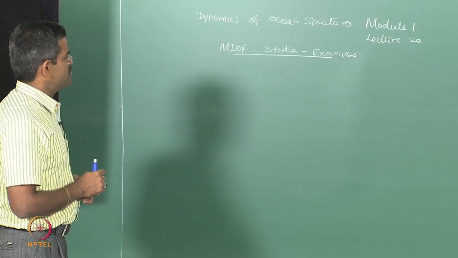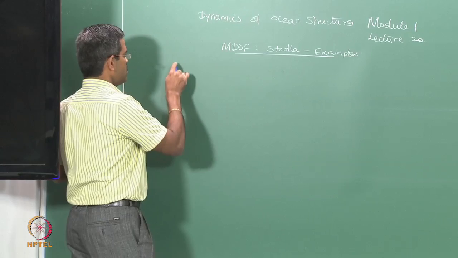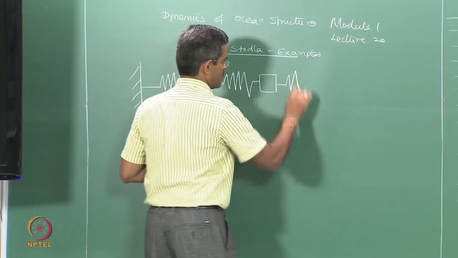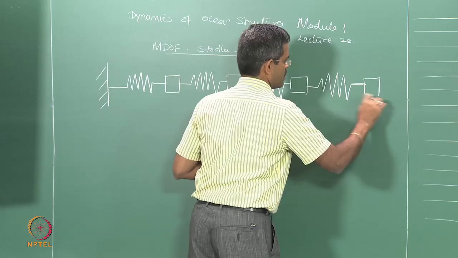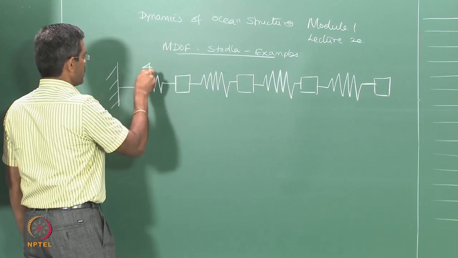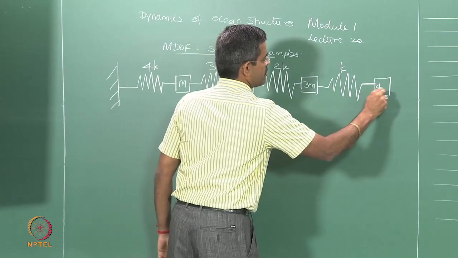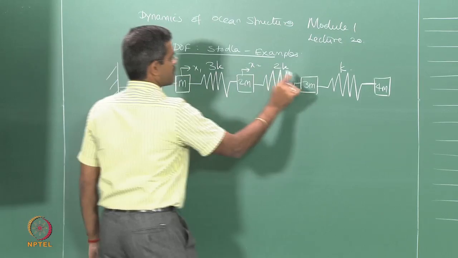We will take an example now in Stodola's law. Let us try to solve this problem. Take a 4 degree of freedom system problem. Let us say this is 4k, 3k, 2k and k. This is m, 2m, 3m, 4m. These are x1, x2, x3, x4.